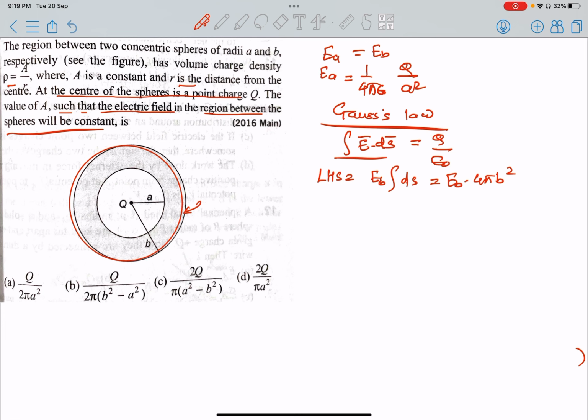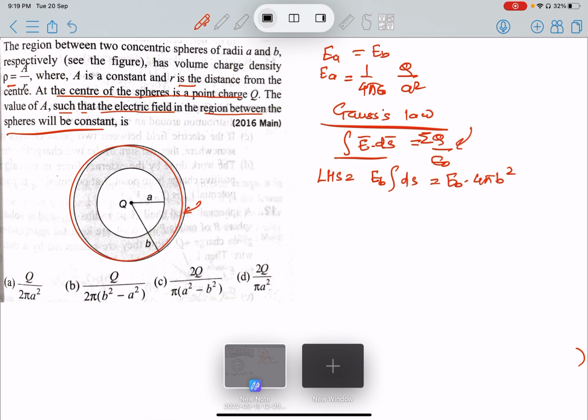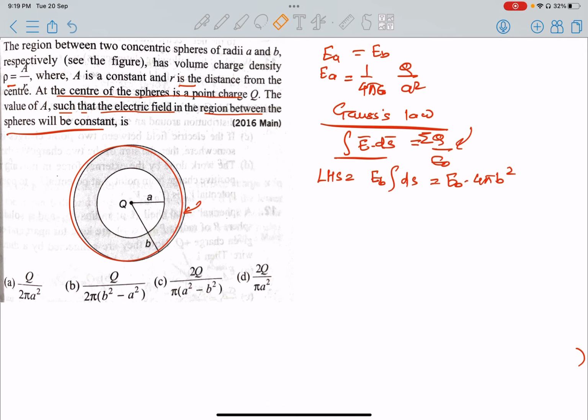Okay, so this is the LHS we got. And what is the RHS? The RHS is nothing but Q upon epsilon naught. Please note that this is not the point charge Q, this is the total charge enclosed inside the Gaussian surface. So to avoid confusion, let me denote it by small q. So the flux through the Gaussian surface is the total charge enclosed in that Gaussian surface upon epsilon naught.